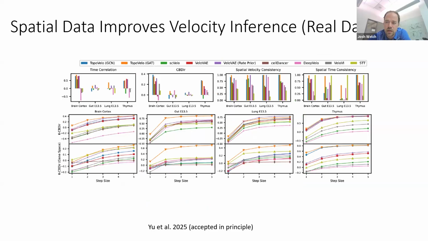We calculated all the same velocity metrics, and TopoVelo consistently performs well on these. Interestingly, we found that the graph attention network seemed to be the best choice across all the settings we profiled, and so we stuck with graph attention.